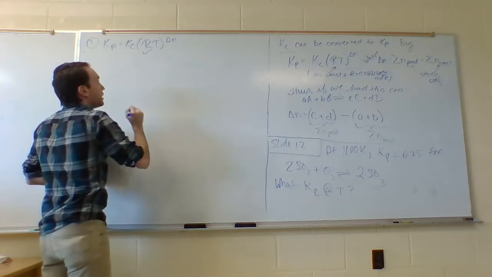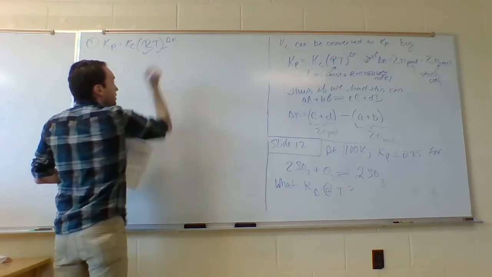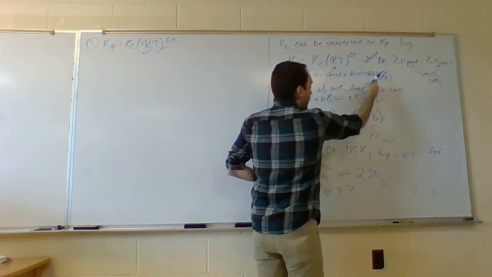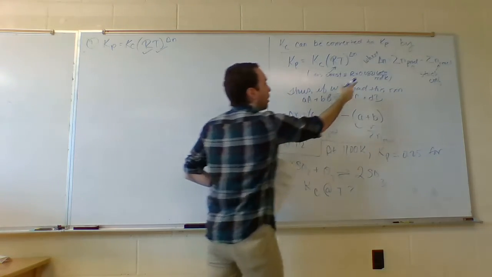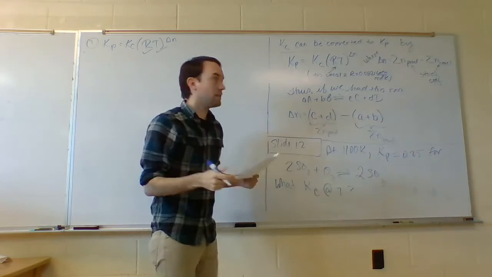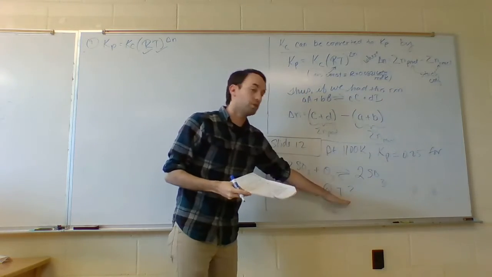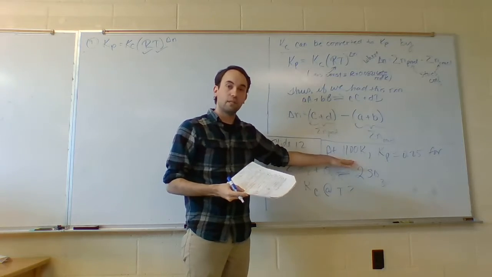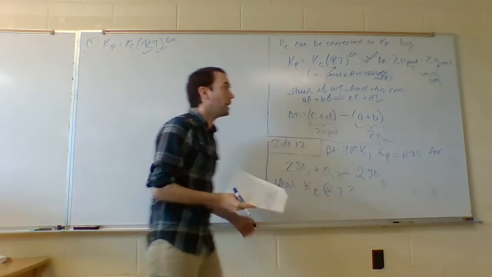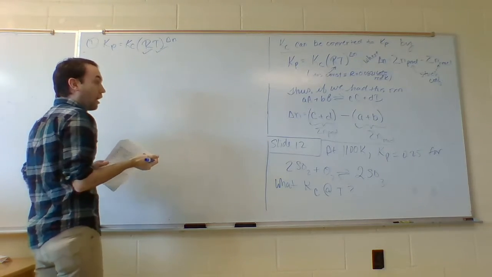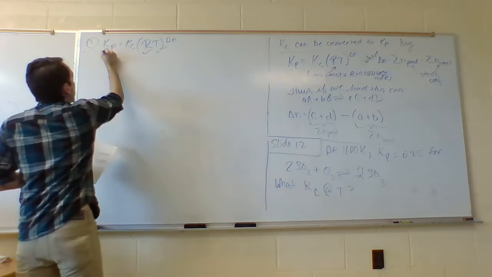Well, R is a constant, we know that. We know our temperature is 1100 Kelvin. Now, I want to make sure that my R and my T have the same units. So if this R is in Kelvin, then I want my temperature to be in Kelvin. If I gave you one in Celsius or Fahrenheit, you'd need to convert to Kelvin. Okay? Now, we have our temperature in Kelvin. Good. And we also have our Kp.